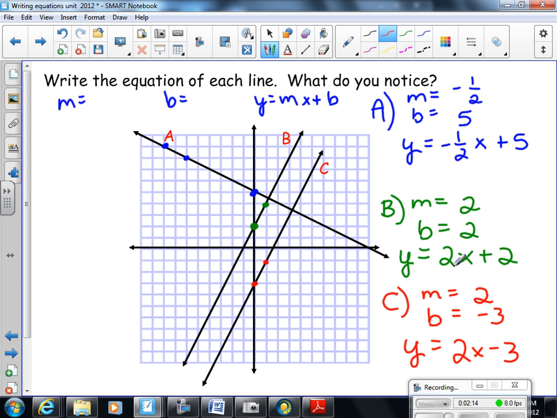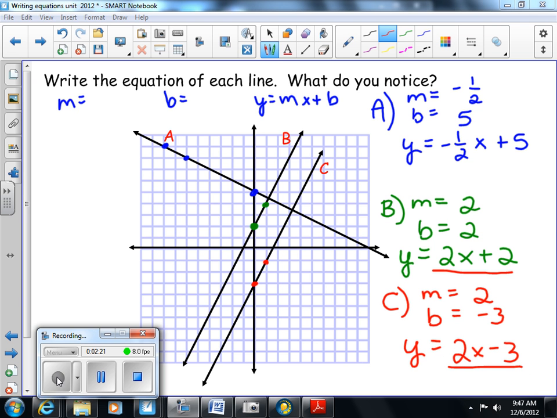What also do you notice about B and C? When we look at B and C, the slope is the same. So we notice that parallel lines have the same slopes. All right, what do you notice about lines A and B, or A and C? They intersect. Do they form a special type of intersection? A 90-degree angle. We call that a right angle, or they are perpendicular.